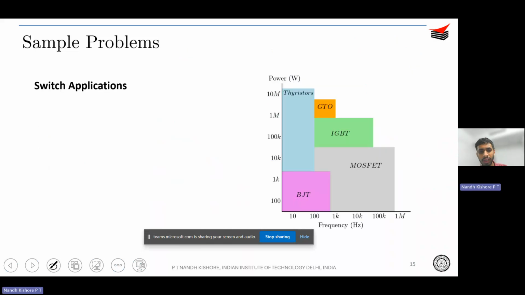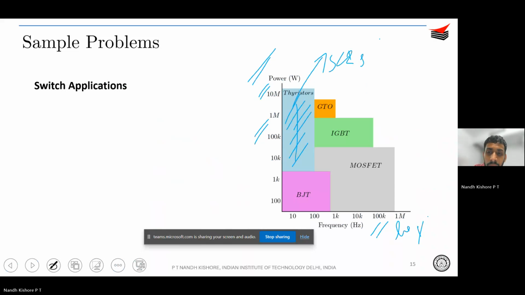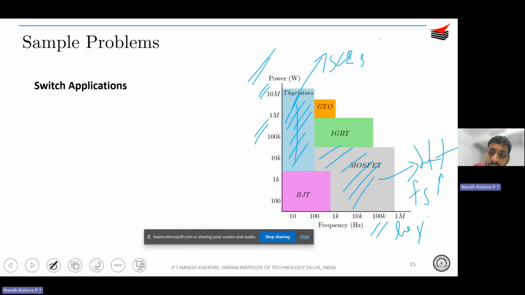So this is a graph that shows power as a variation of your frequency. You understand that for higher powers, in megawatt level or even hundreds of kilowatts, thyristors are typically used, and they generally switch at line frequency or even less. That's why you see that up to 100, this is in logarithmic scale, so up to maybe 100 hertz, thyristors or SCRs are used. Whereas MOSFETs, on the other hand, are used for very high frequency and low power.